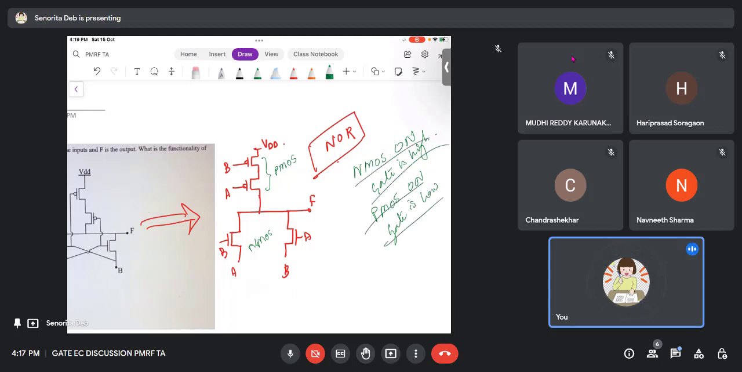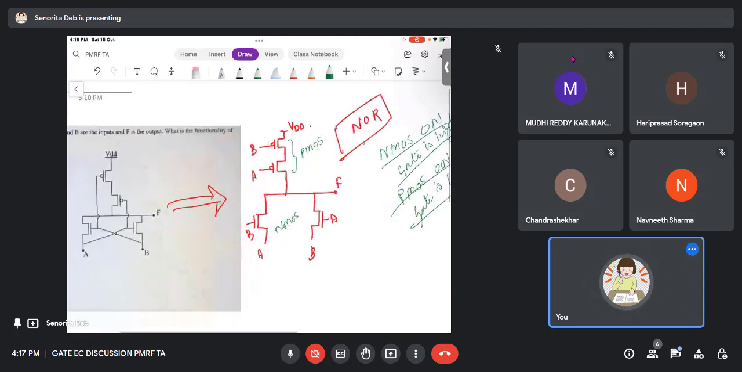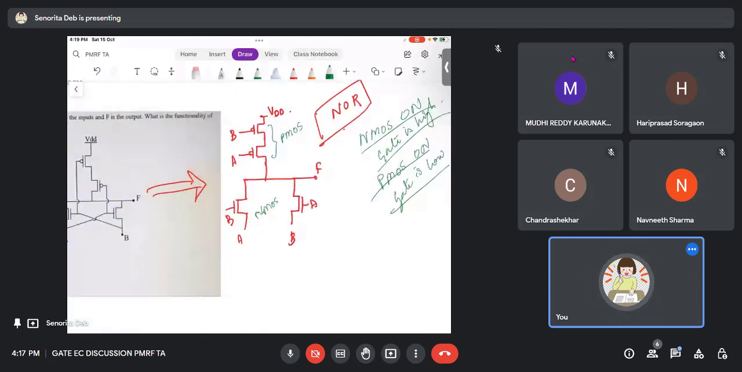Now what will happen? When my NMOS is on, it will simply pass this value. So if B is 1, then A will come here. It will simply pass A. Now what will happen? Again my thing has gone. I don't know what to do with this. I cannot take class like this.